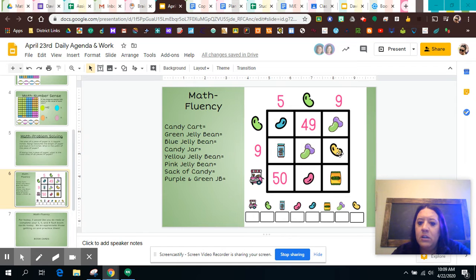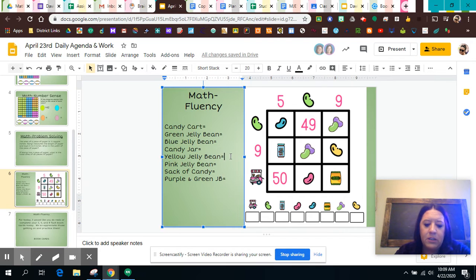So 9 groups of 9. We should know that one. You guys should. That's a fact we know. If not, I know 9 groups of 10 is 90. I can use that to build down and take away 1 group of 9, because I put an extra group of 9 in there, to get me to 81. So over here, I'm going to find my yellow jelly bean, and I'm going to put 81, because I now know that that equals 81.